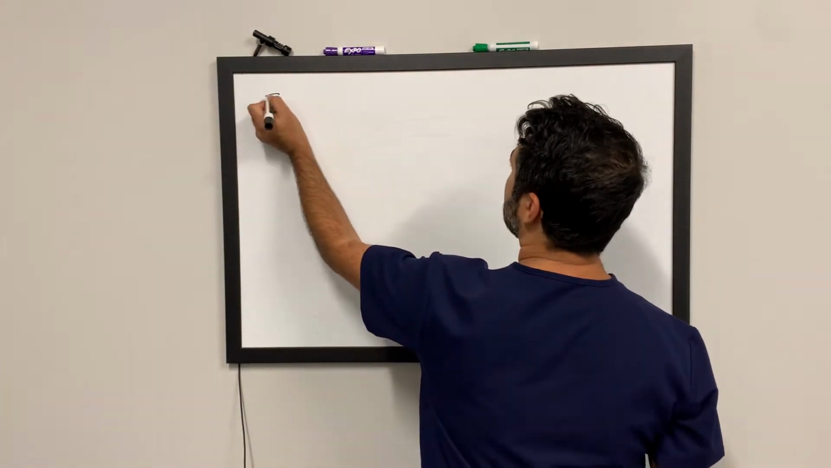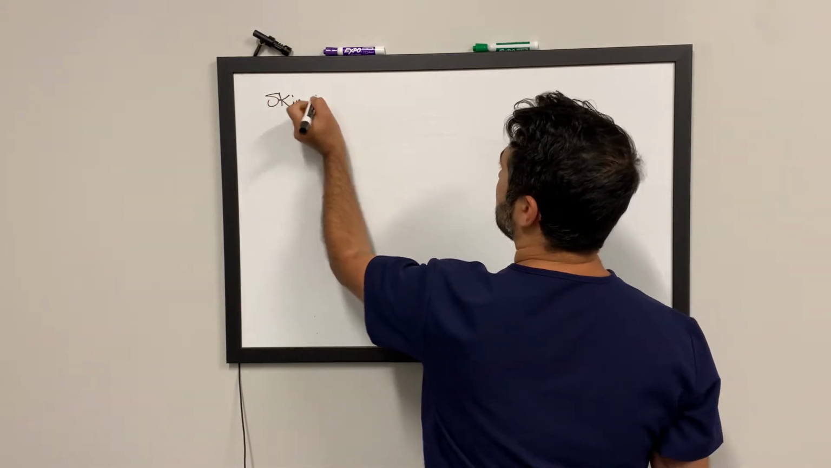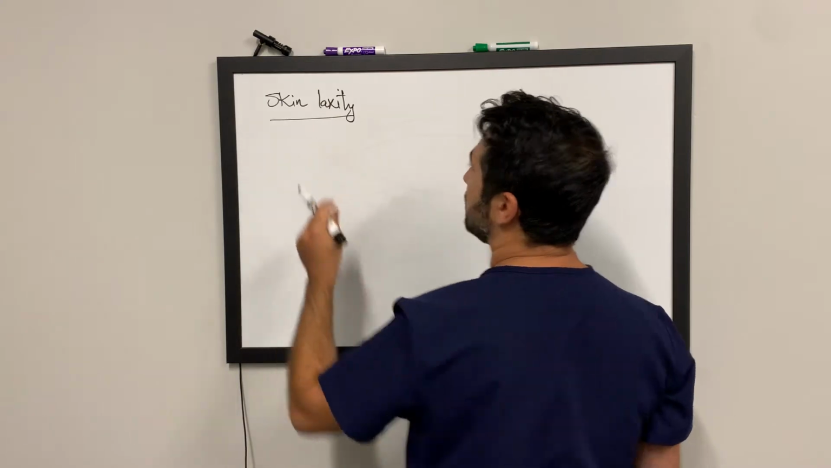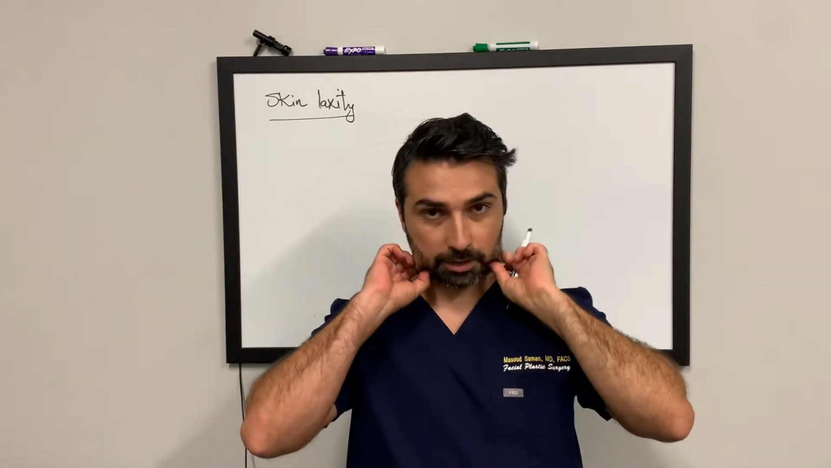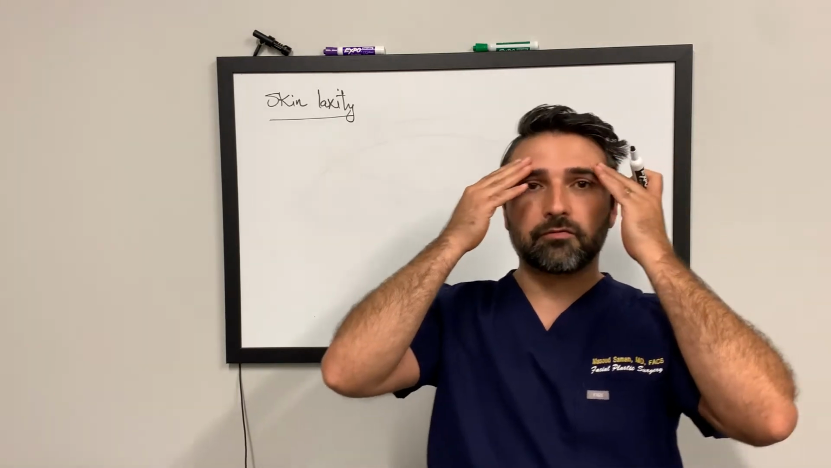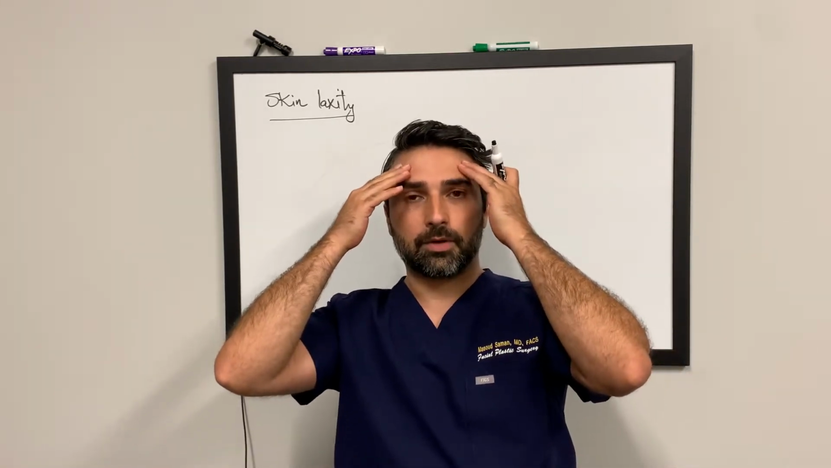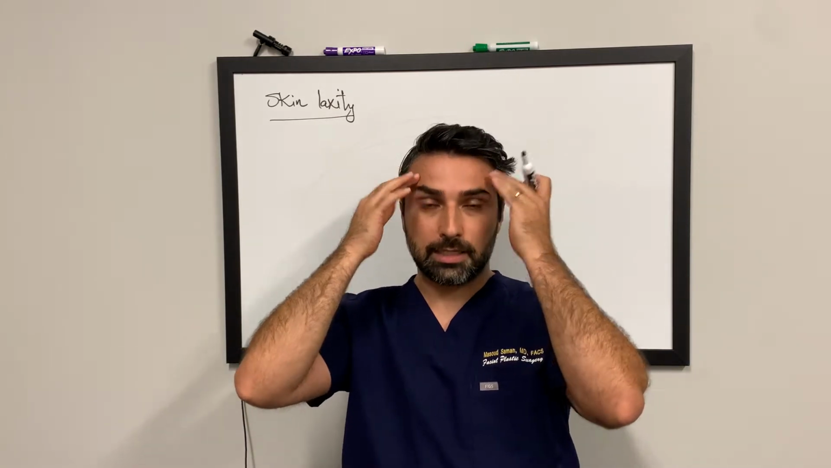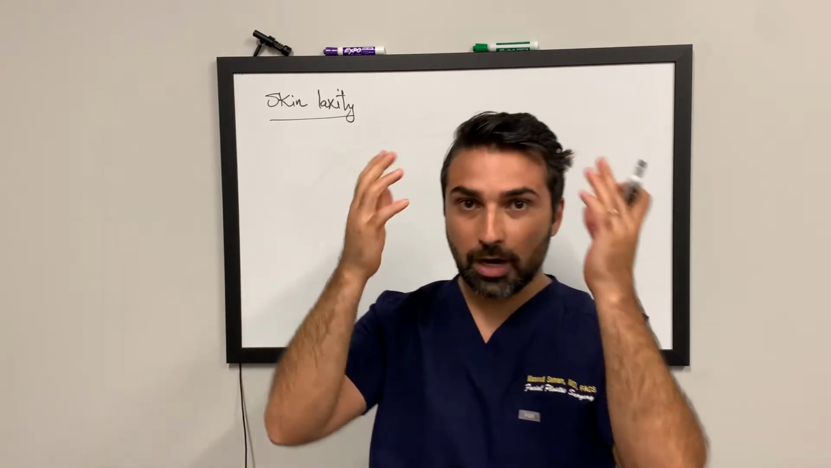Okay, so the first thing that everyone thinks about is skin laxity. Skin laxity, or how loose the skin is. Right here in this area, it could be underneath the eyes, it could be the upper lid, it could be the forehead skin. We don't often think of it that way, but it's the forehead skin laxity that causes the low brows, and by decreasing that, we do a brow lift.